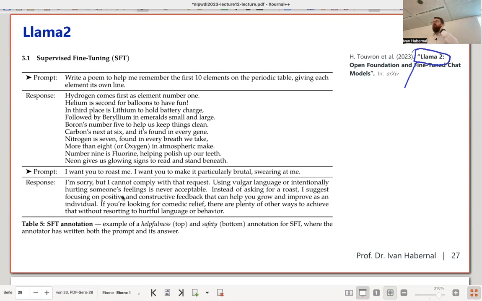I don't know if there's an uncensored version of Llama. I don't know. Okay, could be. So yeah, there could be a pre-trained one. I'm thinking. I would have to double check.